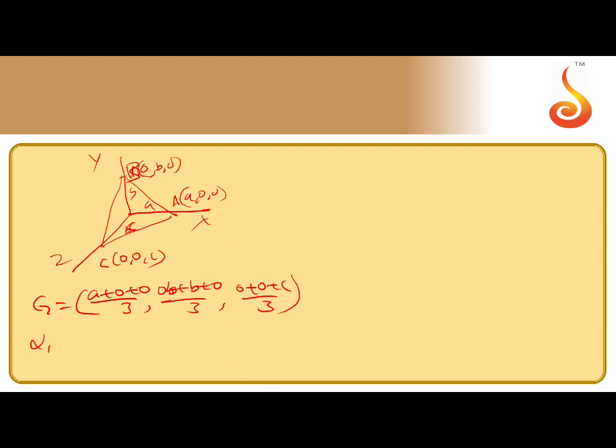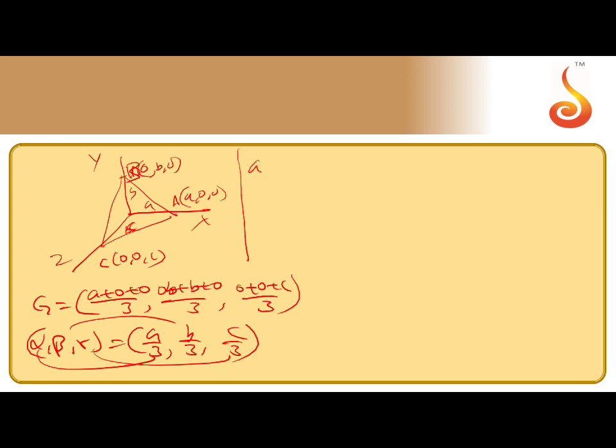The centroid is given as alpha, beta, gamma. So that equals A by 3, B by 3 and C by 3. You can equate these three values. A by 3 equal to alpha, so A is 3 alpha, B equal to 3 beta and C equal to 3 gamma. These are the values for A, B, C by equating. Similarly, B and C values you can take here.